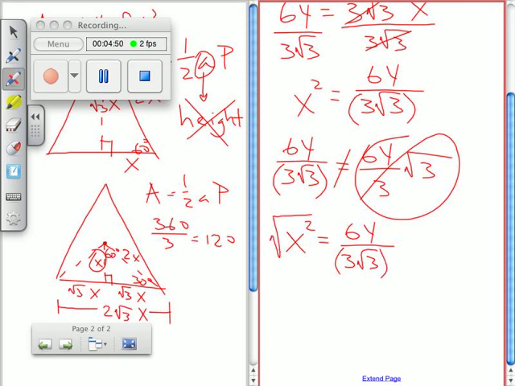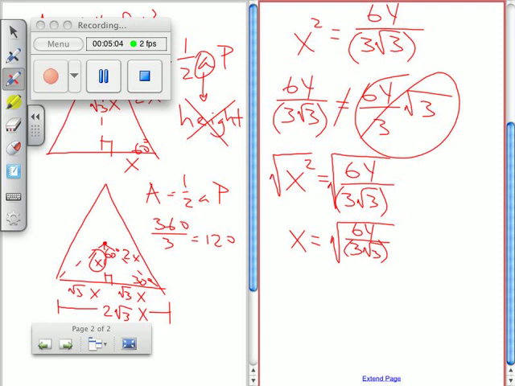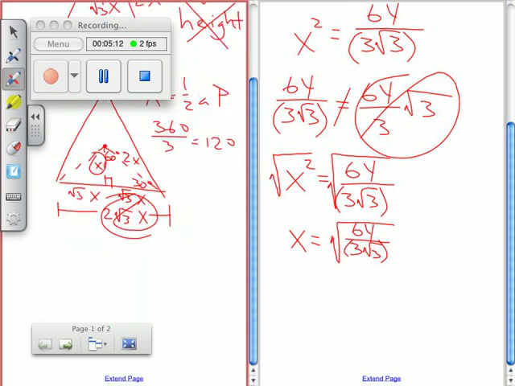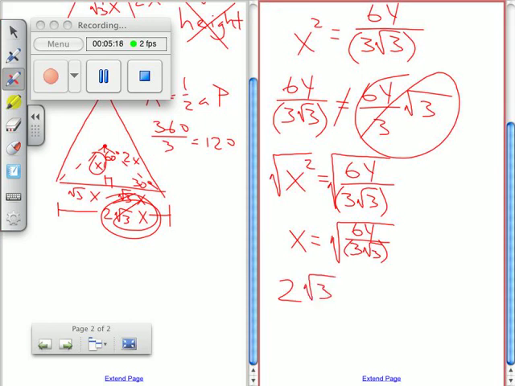And then you take the square root of both sides. So x is going to be the square root of 64 divided by 3 times the square root of 3 in parentheses. Then, once you get your value of x, what you need to do is take that value of x and plug it back into the side length of your triangle, which is right here. So you need to take 2 times the square root of 3, and then multiply that by the square root of 64 divided by 3 times the square root of 3. And again, don't forget your parentheses, and that's going to be your value, your side length.